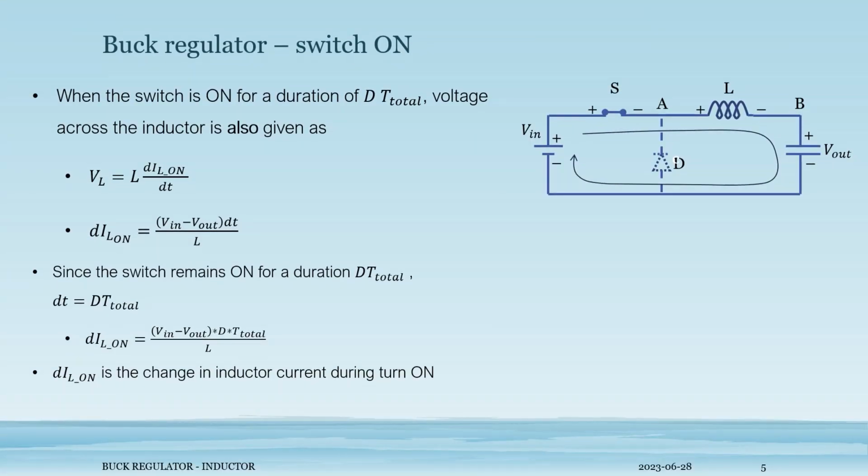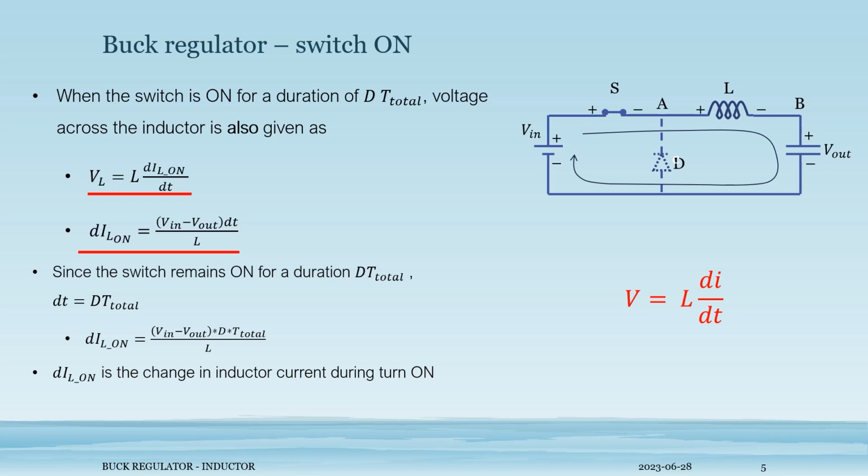We know that for an inductor, the voltage is given as V is equal to L into di by dt. If dIL on is the change in the inductor current during switch on duration, then we can write VL is equal to L into dIL on divided by dt. From the previous slide, we know that the inductor voltage during on time is Vin minus V out. On substituting this, the change in the current during turn on can be written as Vin minus V out into dt divided by L.